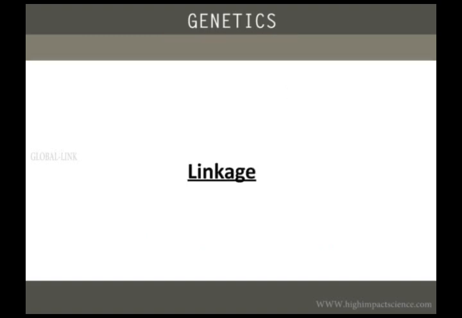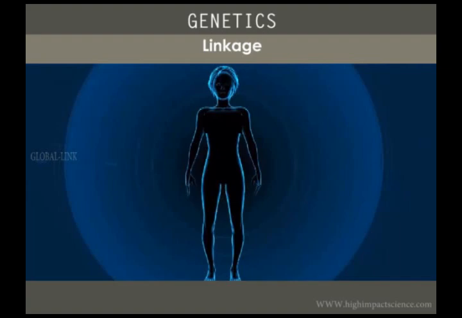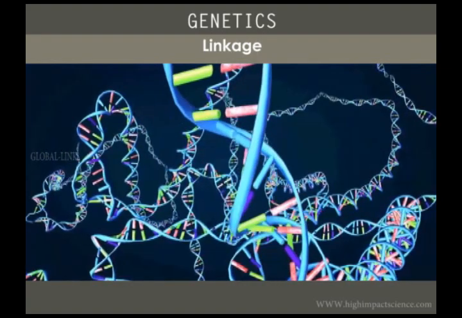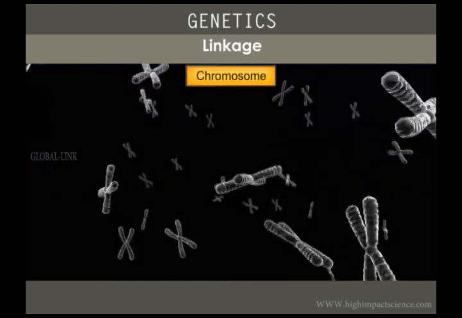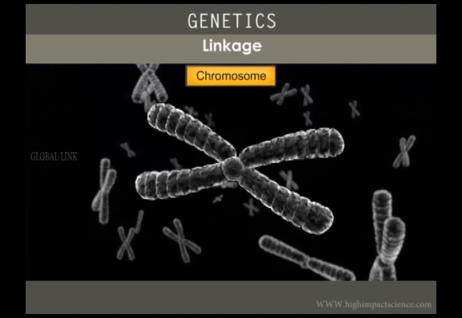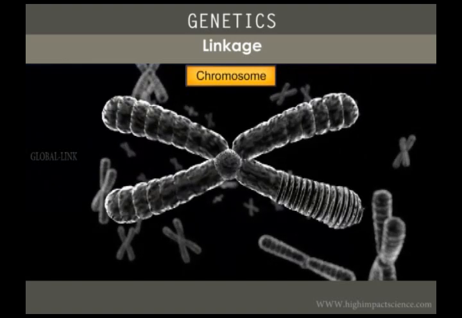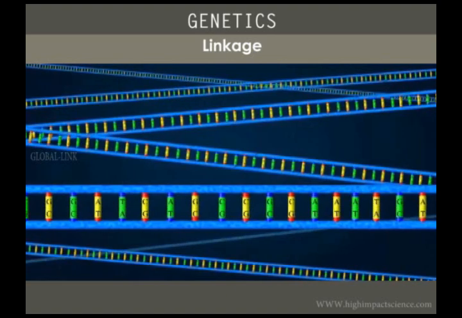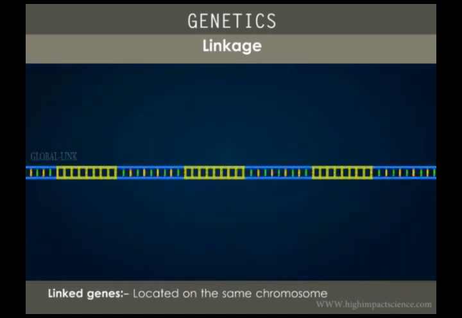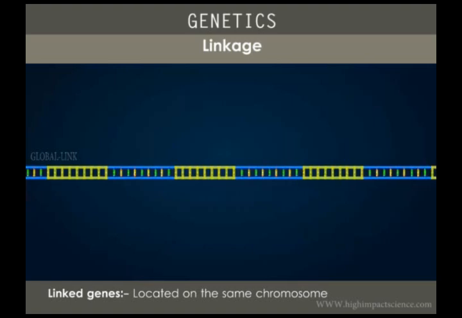And now we look at linkage. An organism has a large number of characteristics controlled by many genes. Due to the limited number of chromosomes, each gene cannot be located on its own chromosome, and therefore, chromosomes must accommodate many different genes, each controlling a particular characteristic. Those genes found on the same chromosomes are called linked genes. All linked genes constitute a linkage group and are inherited together and therefore do not segregate during meiosis.